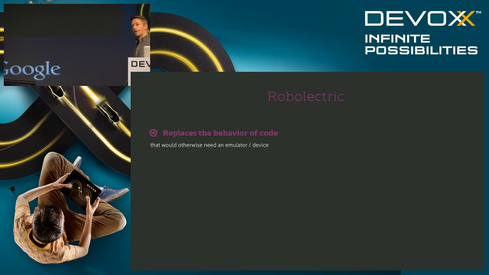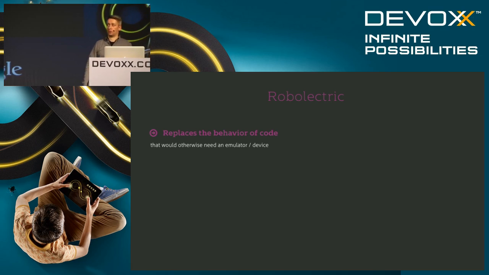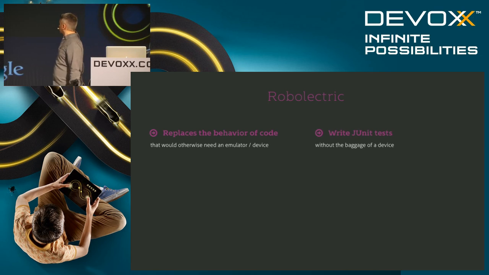So basically what they do is, Robolectric comes with the idea that the normal Android.jar is not enough to run, but if you would replace the behavior of that code, which would otherwise have needed a real device, then you could just write plain JUnit tests without having to deploy them on a device.